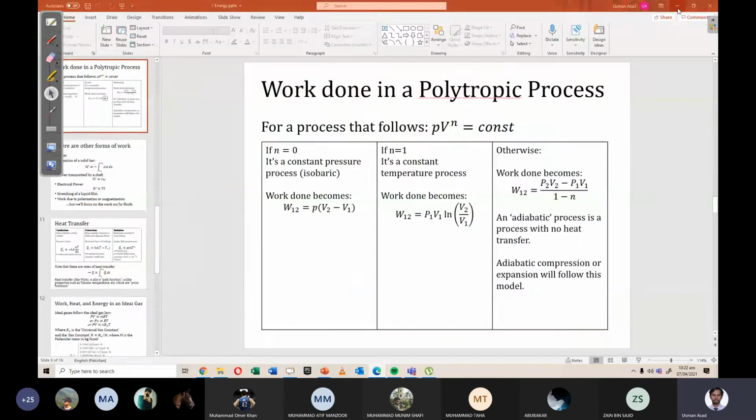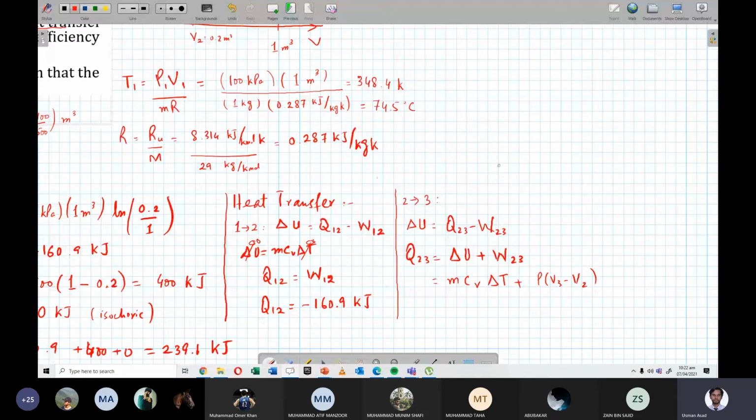So in this question, we have to use constant values. So going back here, see, the definition was that delta U is equal to mCv delta T, right? And delta H is equal to mCp delta T.